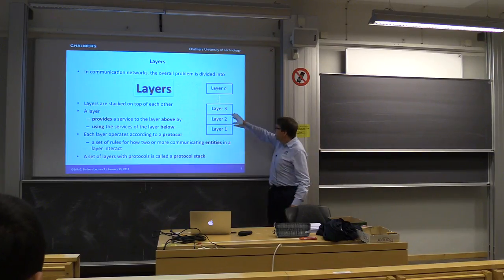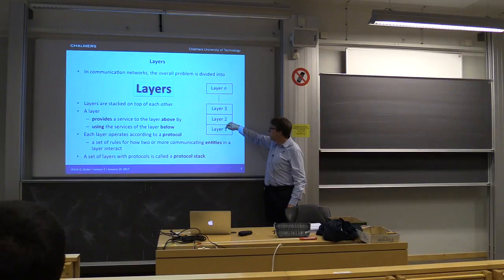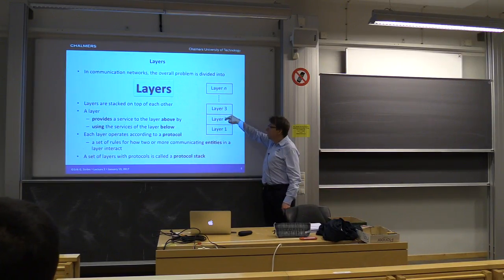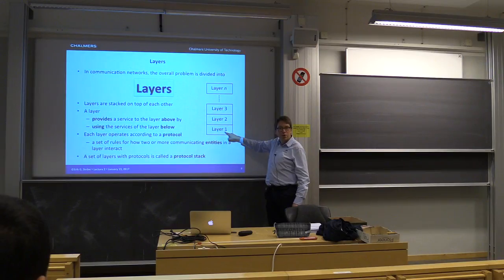So layer 2 here, for instance, is providing a service to layer 3. So layer 3 can use layer 2 for something, right? And this service is provided using services from layer 1. Okay, so layer 2 uses layer 1 to do something for layer 3. Layer 3 is using layer 2 to do something for layer 4, and so forth. Of course, the poor layer 1 here has to do all the work itself, right?